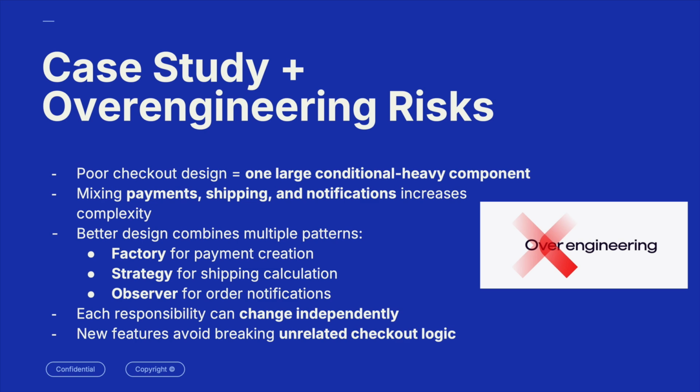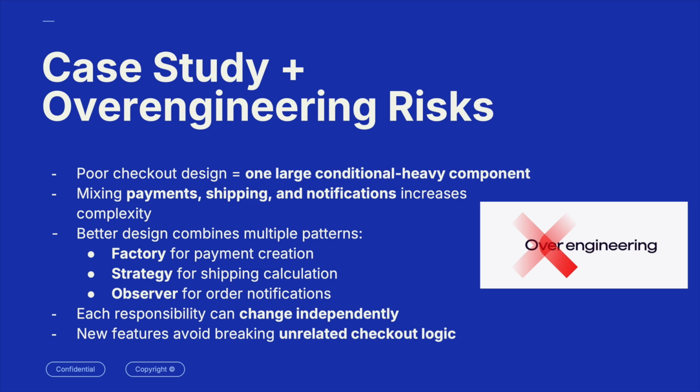Now, let's apply these ideas to a real-world checkout system. A poorly designed checkout system flow often starts as a large conditional chain that handles payment methods, shipping options, and notifications all in one place. This quickly becomes difficult to maintain because every new feature increases the complexity of the same component. A better design might combine factory for payment creation, strategy for shipping calculation, and observer for order completion notifications. This allows each responsibility to evolve independently.